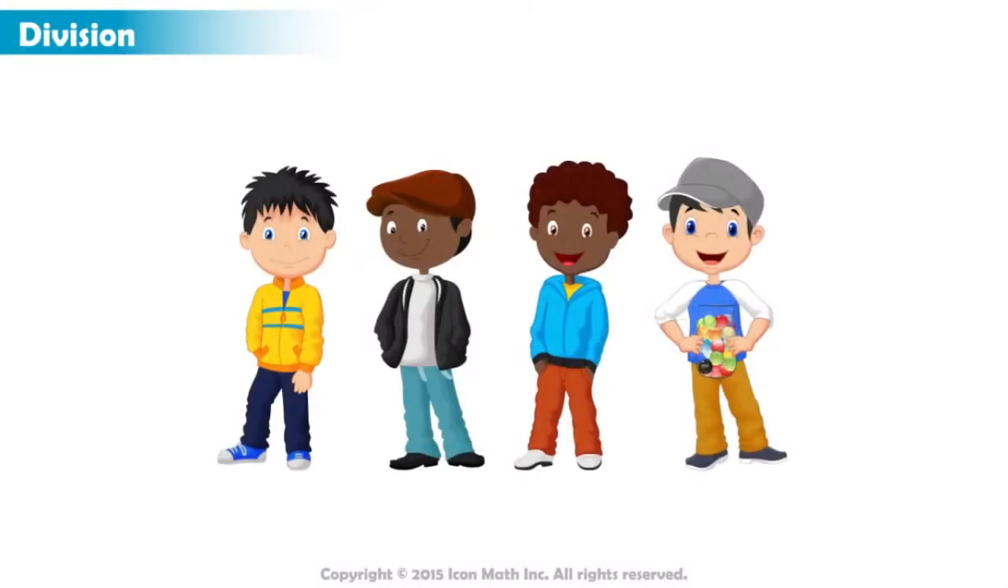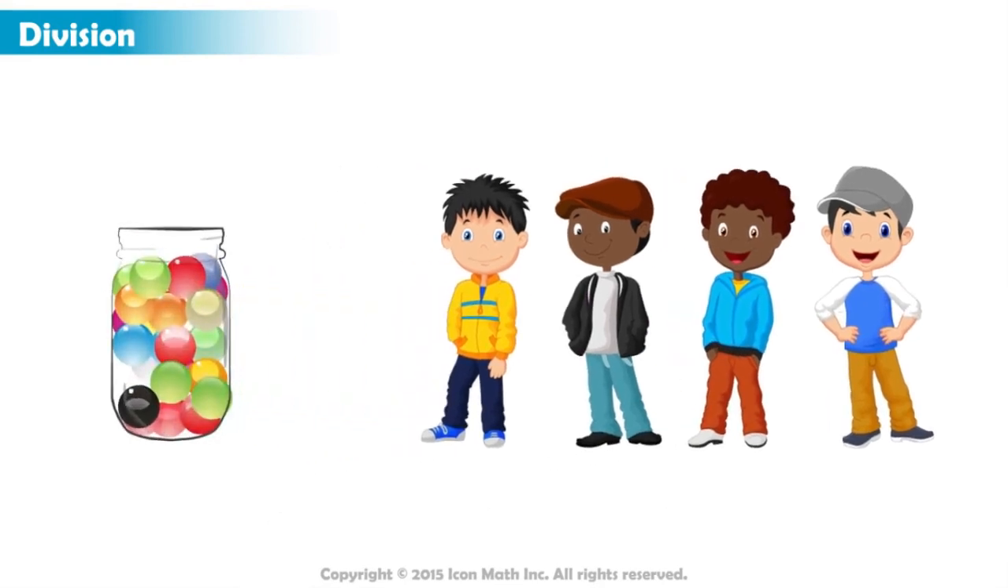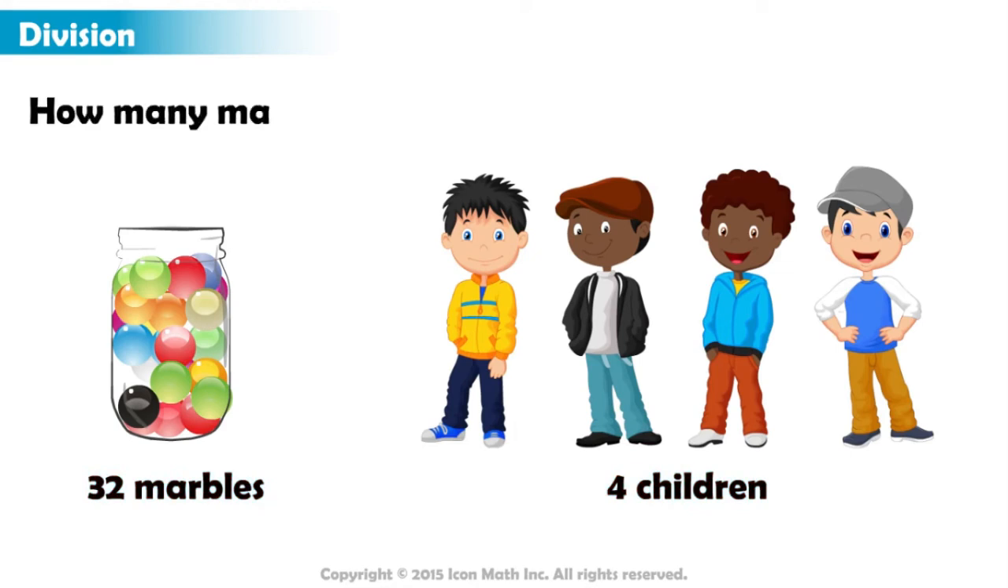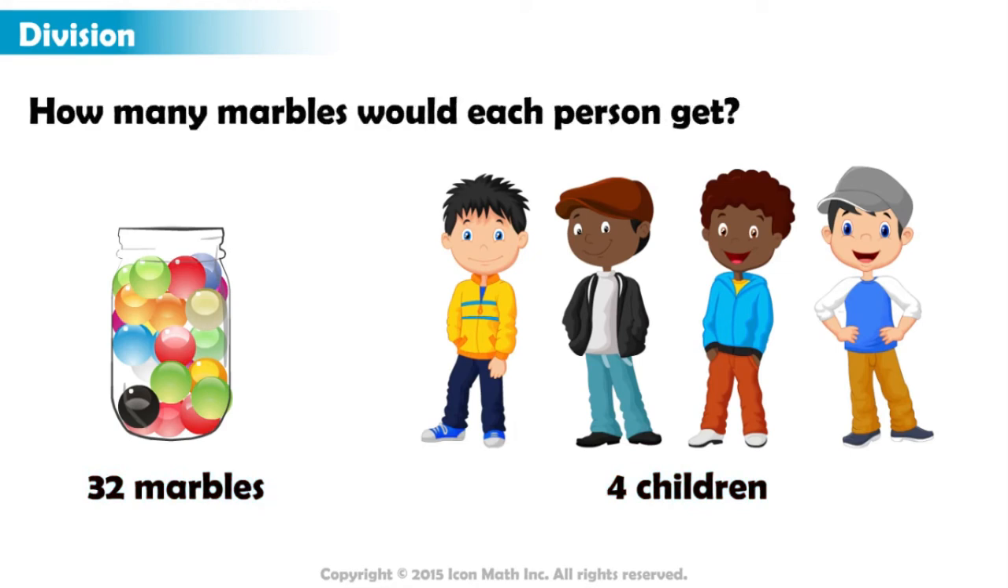Jim is going to shoot marbles with his friends. To start the game, each player must have the same number of marbles. Jim has a total of 32 marbles, and he's playing with 3 other friends. So, if Jim divides the 32 marbles among the 4 people, him and his friends, how many marbles would each person get?